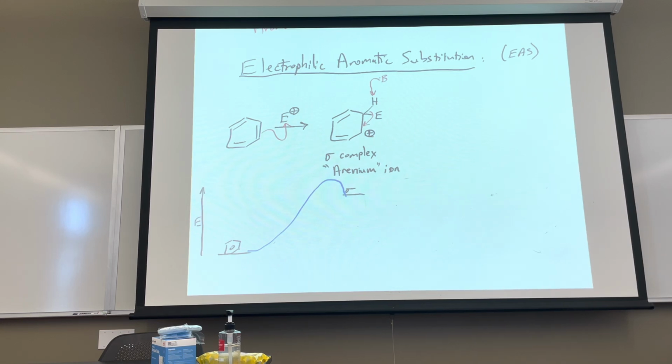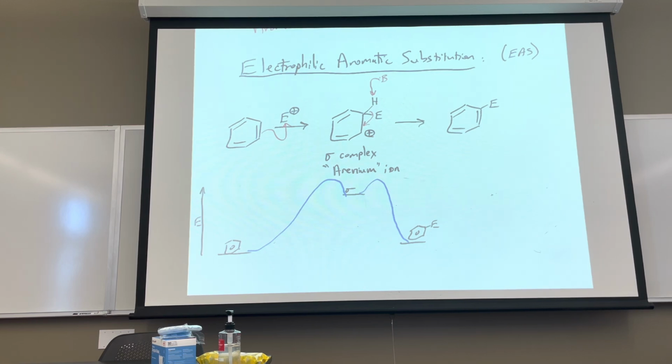And so the final product is simply going to be benzene that has one of its hydrogens substituted by your electrophile. And that's the easy part of the reaction, because you're taking that very high energy sigma complex and making it aromatic again.